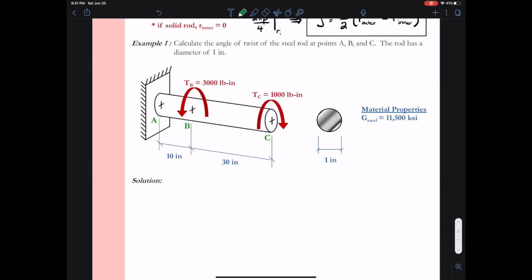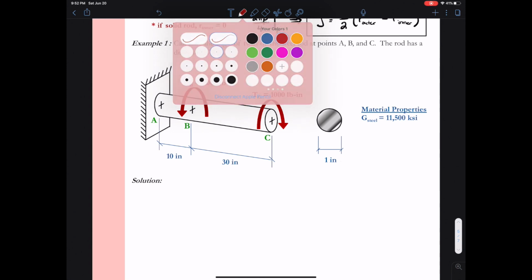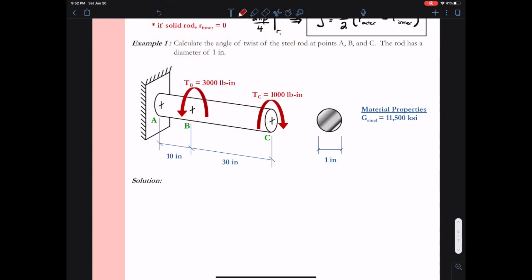So in this example problem, we wish to calculate the angle of twist for the steel rod at points A, B, and C. The diameter of the rod is 1 inch, and it looks like it's steel with a shear modulus of 11,500 KSI. So I'm going to start with equilibrium, and so I feel like I need to finish out my free body diagram here. If I have the torques applied, I think I can quickly see that the torque at A needs to be applied clockwise, and it's going to be a value of 2,000 pound-inches.